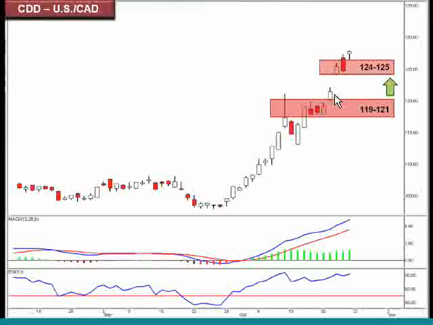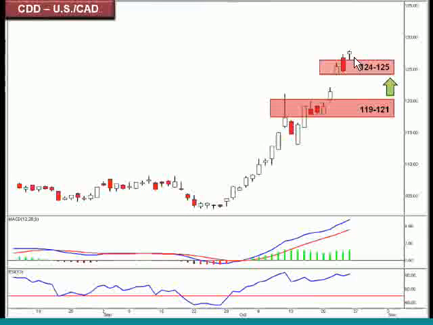We suggested that if we broke out of this level, we'd likely push into this 124 to 125 range. And again, you could see that we did indeed do that Wednesday, Thursday, Friday. We pushed into that, we pulled back, and then broke out.